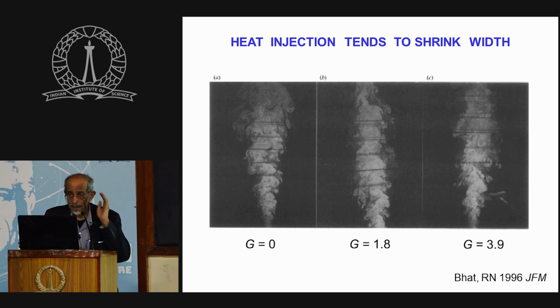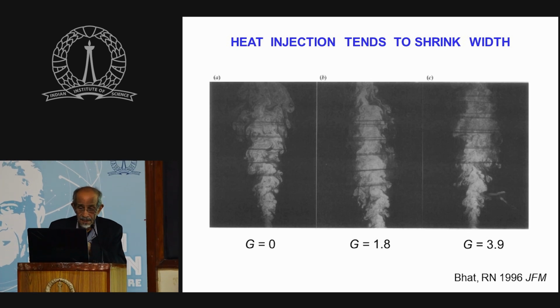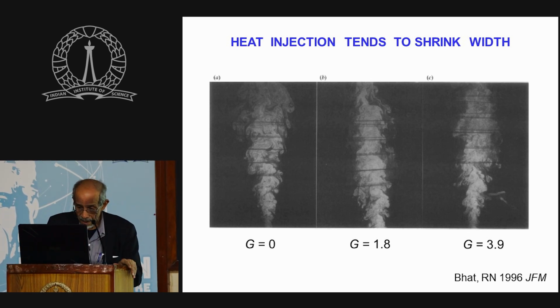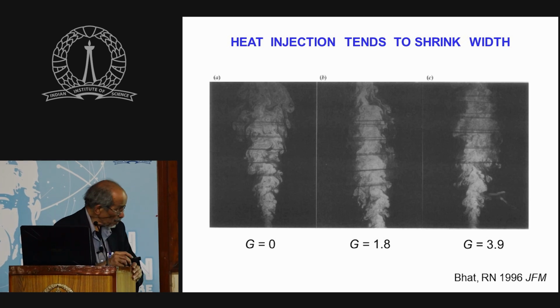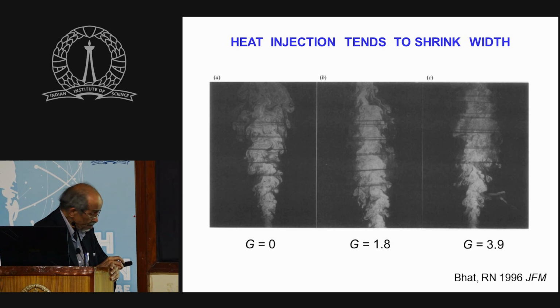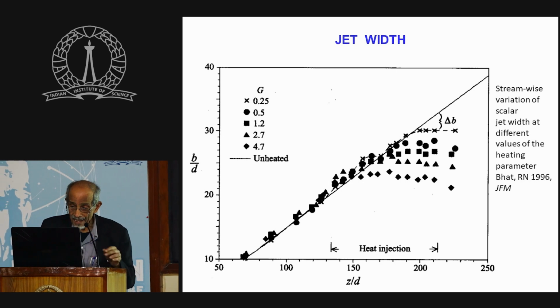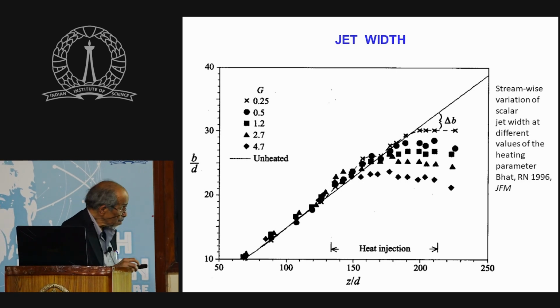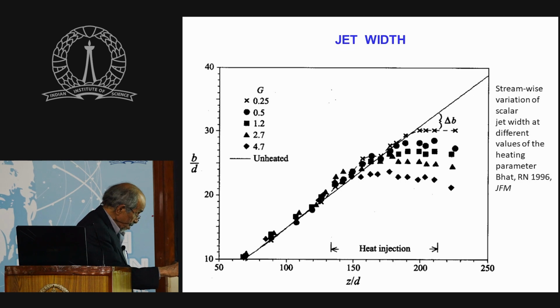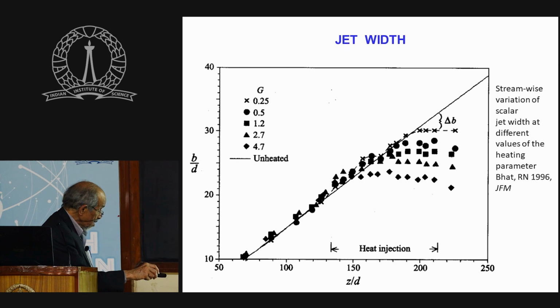Here is the way that heat injection affects the flow. And you can see that the width comes down at high G. At G of 1.8 it's actually shrunk, and 3.9 would be even narrower. Sometimes it is of interest to do this at relatively high heat injection rates. What happens to the width when you do it? This is interesting. Width is plotted versus the height, Z. This is the heat injection zone.